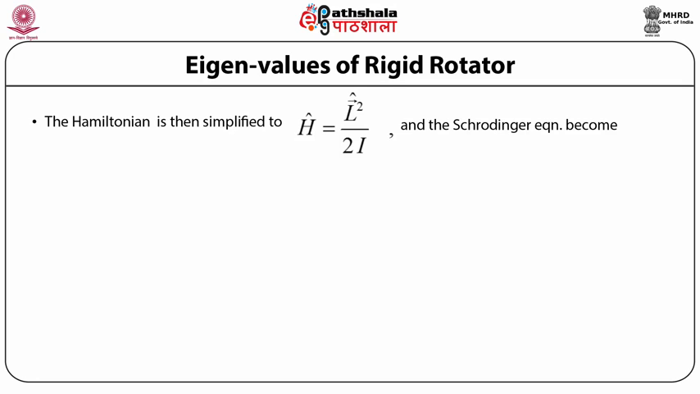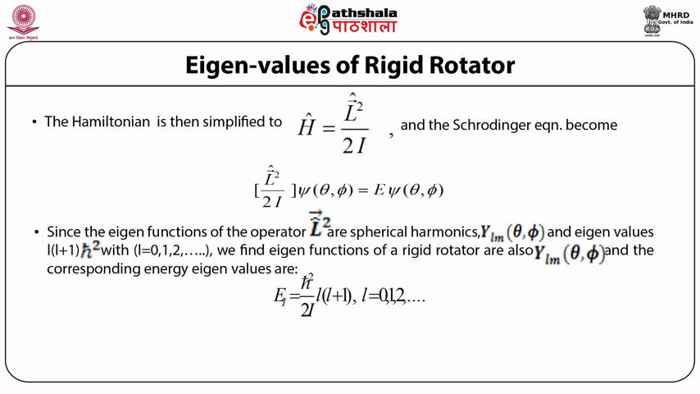Now, after having simplified the Hamiltonian of the rigid rotator, we see that the final simplified version of the Hamiltonian operator is equal to operator L square by twice I, where I is the moment of inertia of the rigid rotator, and the corresponding Schrodinger equation can be given as operator L square by 2I times psi theta phi is equal to E times psi theta phi, where operator L square by 2I is the operator, psi theta phi are the corresponding eigenfunctions, and E are the corresponding energy eigenvalues.